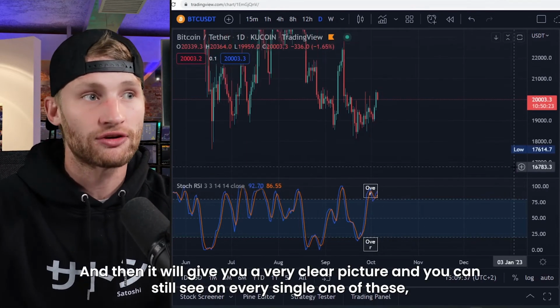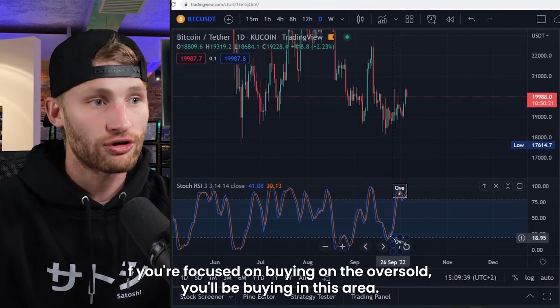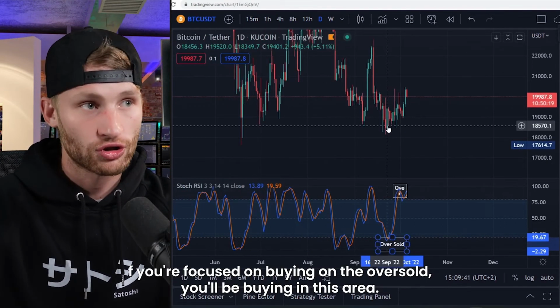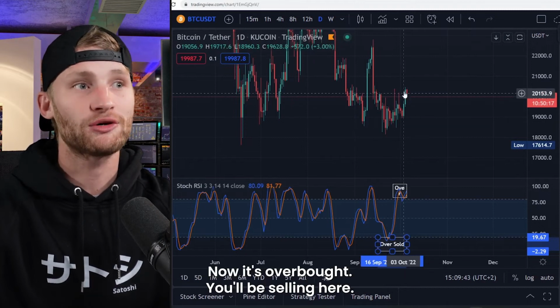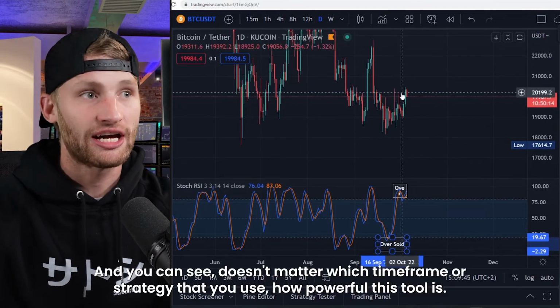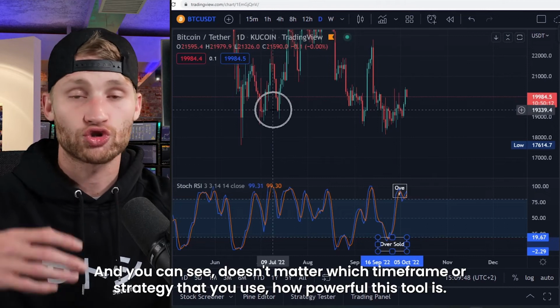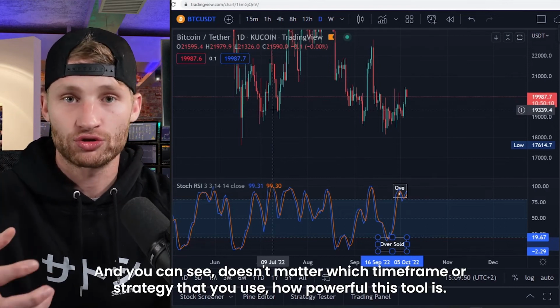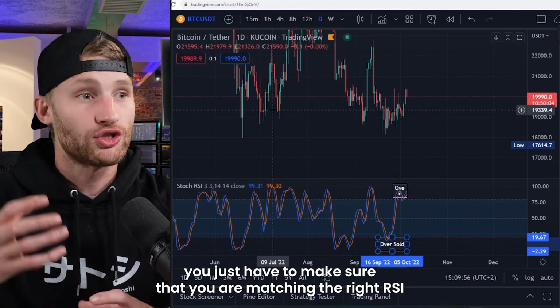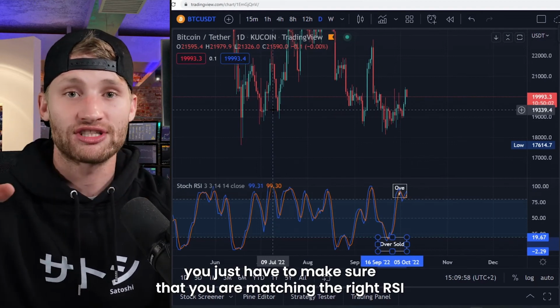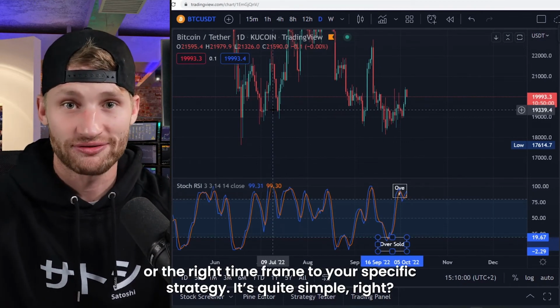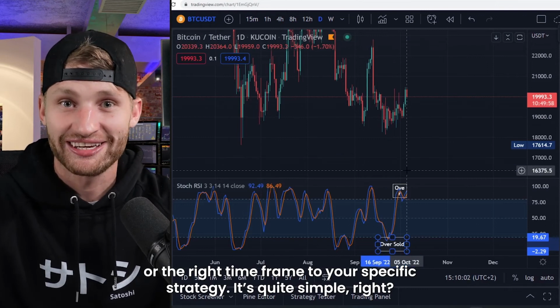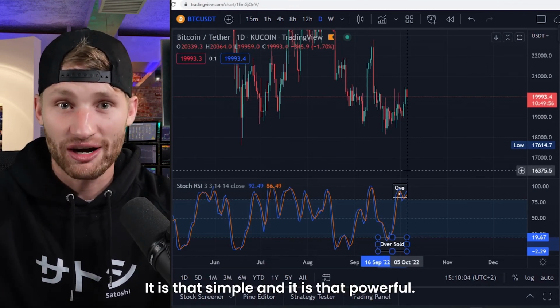And you can still see on every single one of these, if you focused on buying on the oversold, you'll be buying in this area. Now it's overbought, you'll be selling here. And you can see it doesn't matter which time frame or strategy that you use, how powerful this tool is. You just have to make sure that you are matching the right RSI or the right time frame to your specific strategy. It looks quite simple, right? It is that simple, and it is that powerful.